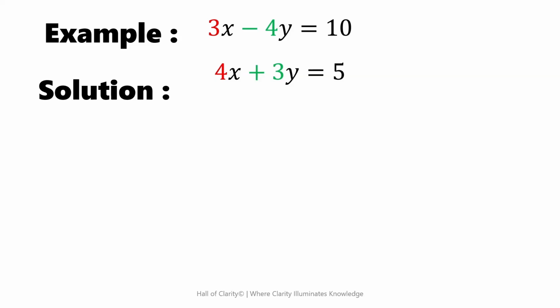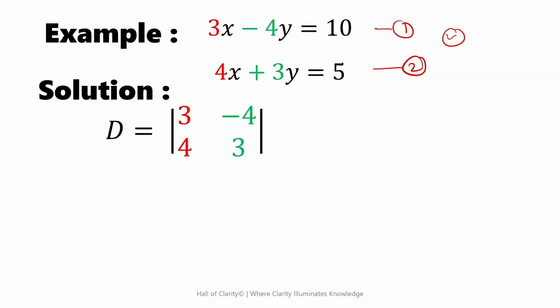Now we will use Cramer's rule for solving these two equations. So I will mark this as equation number 1 and equation number 2, as these are already written in the standard form. So our first step has been completed. In the second step, we write the determinants D, Dx and Dy, as this is simultaneous equations with two variables, and solve them to find their respective values.